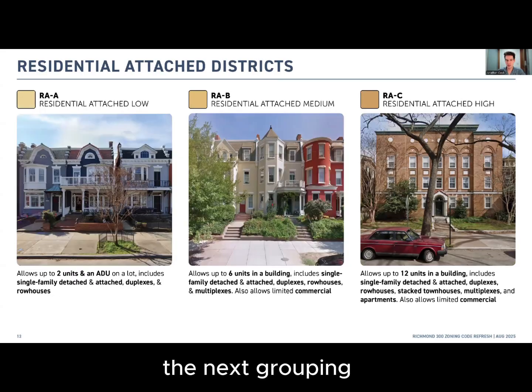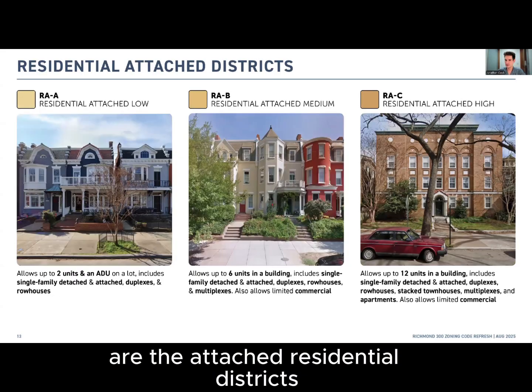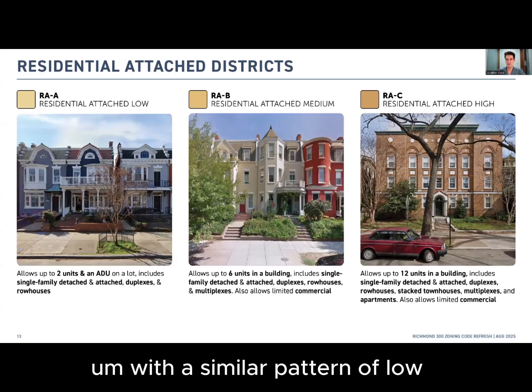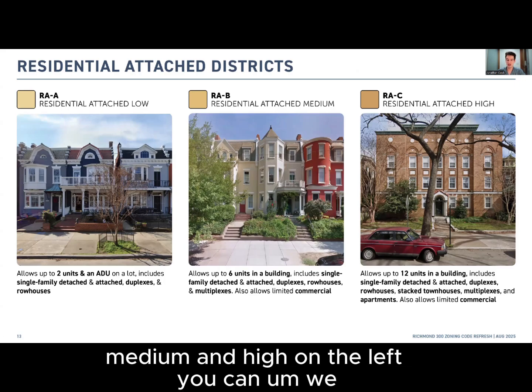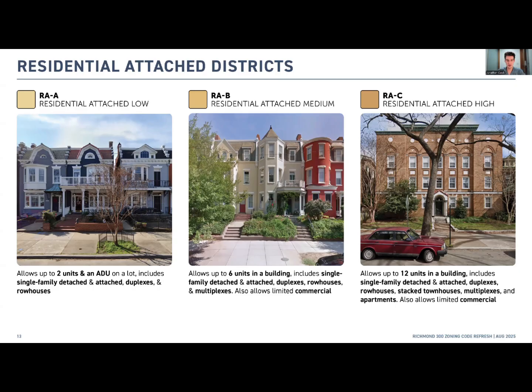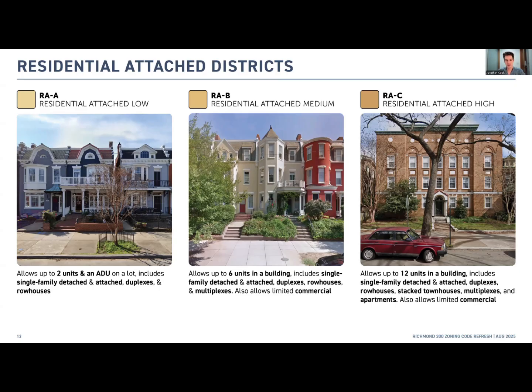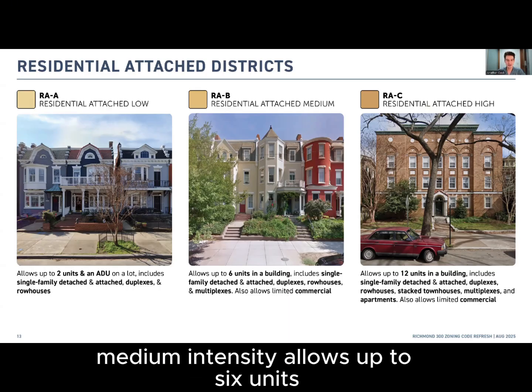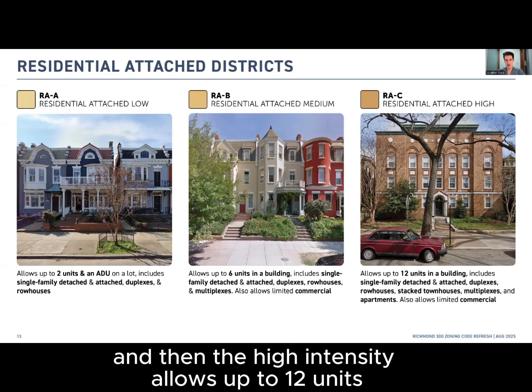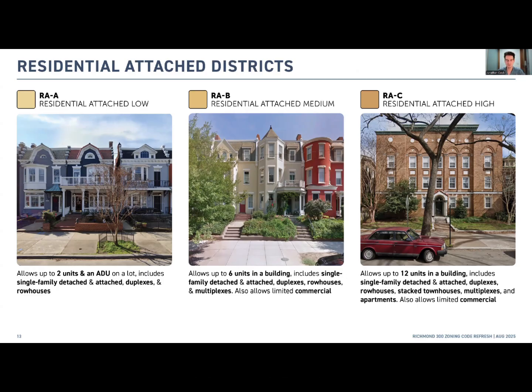The next grouping are the attached residential districts with a similar pattern of low, medium, and high. On the left, you can see the district allows up to 2 units and an ADU on a lot. And then the RDB medium intensity allows up to 6 units. And then the high intensity allows up to 12 units in a building.